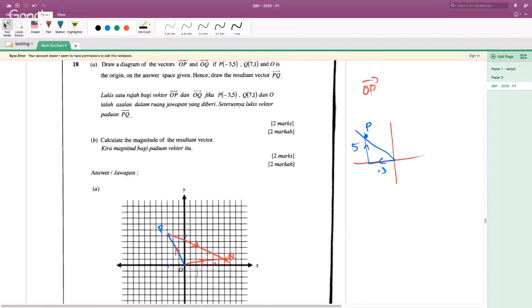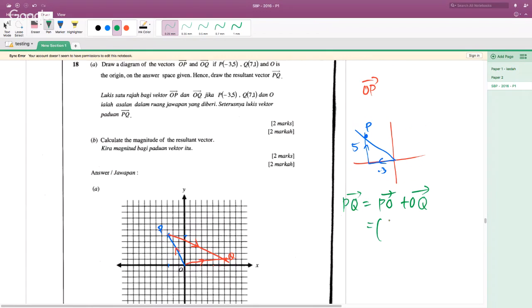If you want to find the magnitude of the resultant vector, it is quite simple. We can actually use algebra to solve. It depends what method you want to use. There are many ways. You can see from the diagram also. Or you can say PQ actually equals PO plus OQ.